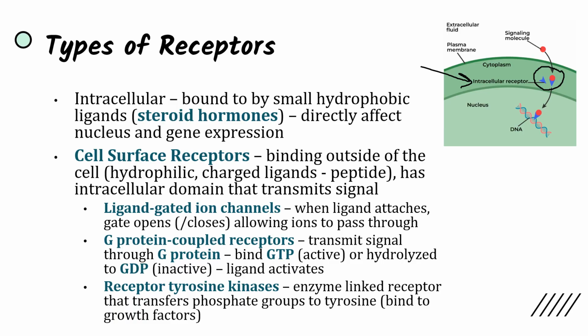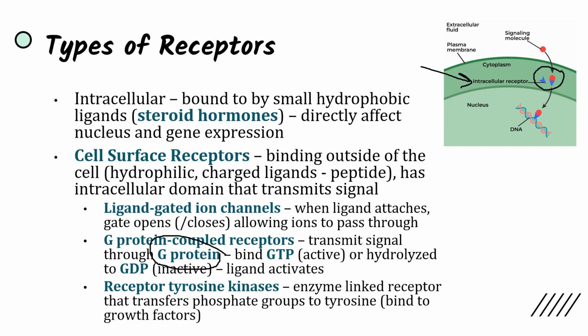Now, G protein coupled receptors, when the ligand is bound, they transmit a signal through the G protein. And there's going to be a binding of the GTP molecule. And of course, the ligand is going to activate all of this. And again, we'll look at a visual reference on the next slide.